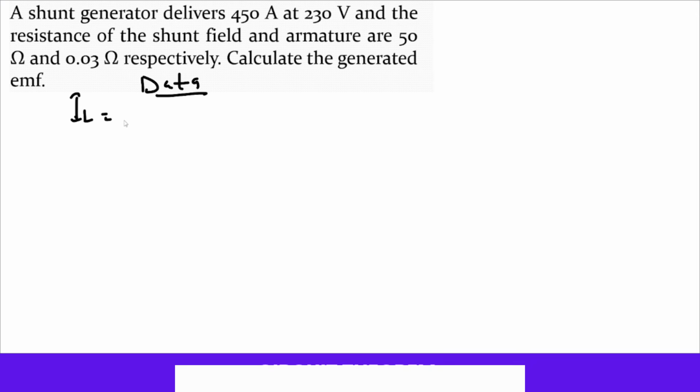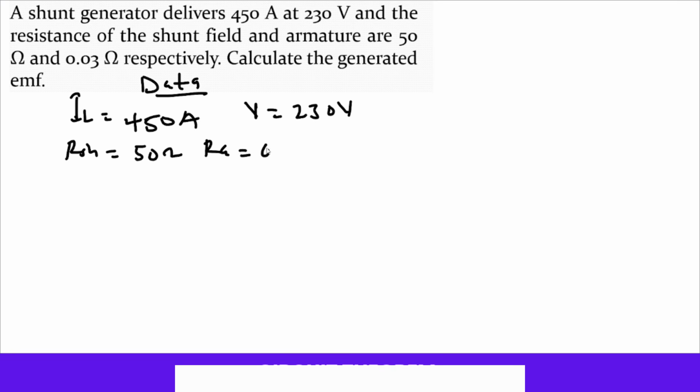The load current is 450 amps at a terminal voltage of 230. Means that the voltage is 230 volts. And the resistance of the shunt field and the armature are 50 ohms and 0.03 ohms respectively. Means that the shunt resistance is 50 ohms, and that of the armature is 0.03 ohms. Calculate the generated EMF.